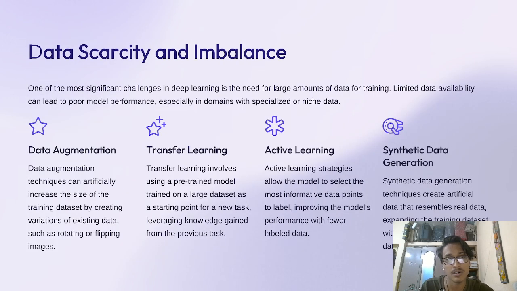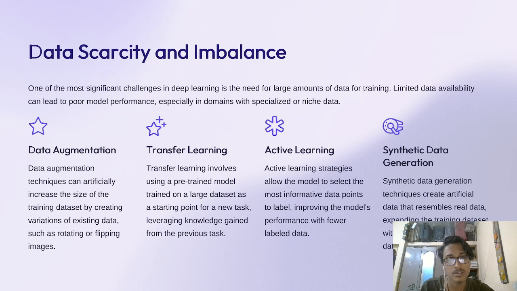Data scarcity and imbalance. One of the most significant challenges in deep learning is the need for a large amount of data for training. Limited data availability can lead to poor model performance, especially in domains with specialized or niche data. Data augmentation can artificially increase the size of the training datasets by creating variations of existing data, such as rotating or flipping images.